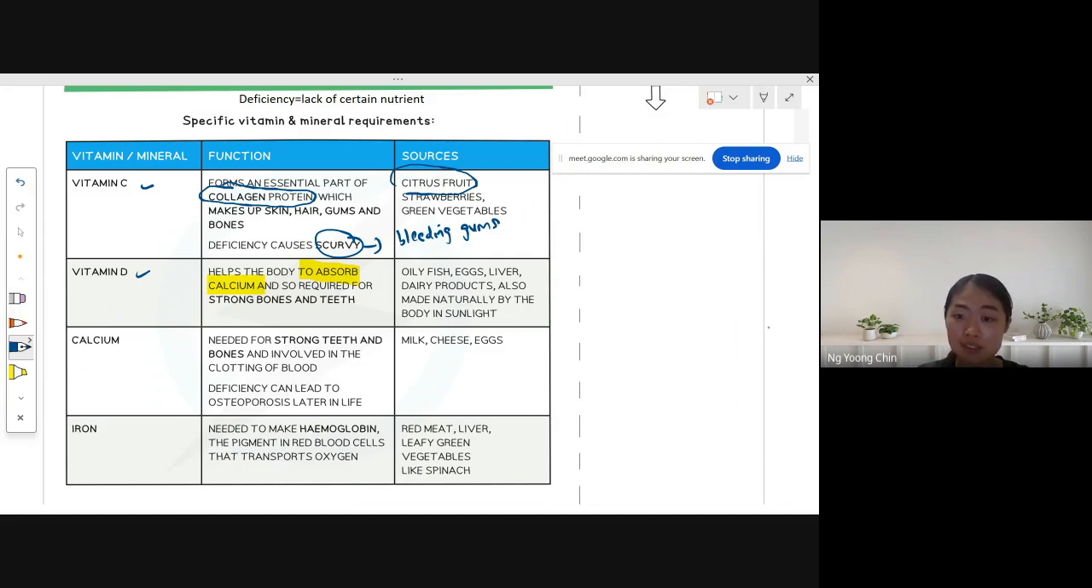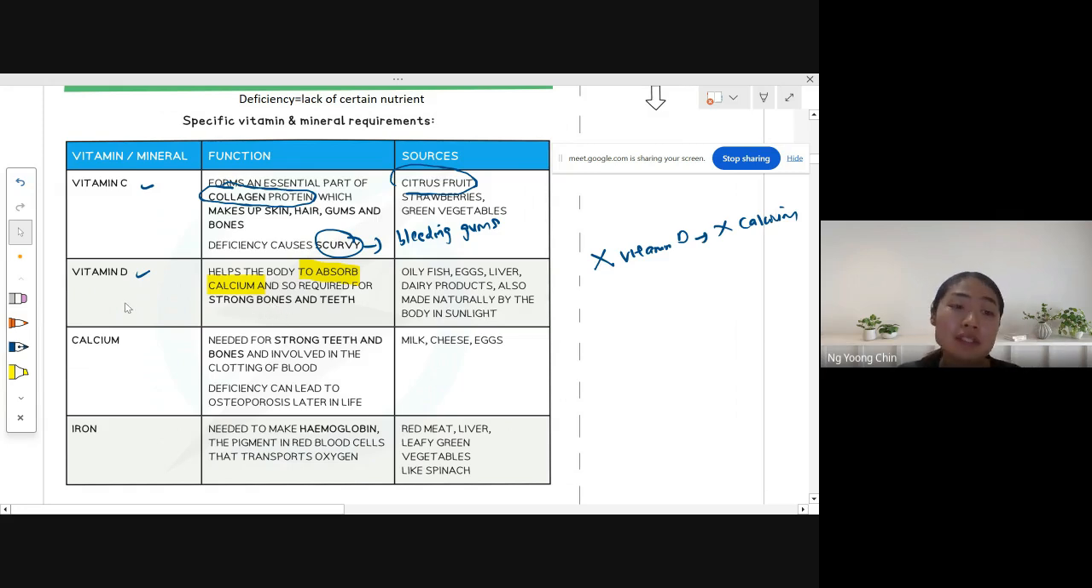Maybe I can write it down here. If we don't have vitamin D, that means no calcium, because the function of vitamin D is to help in the absorption of calcium. Once the calcium is absorbed by the body, it can be used to form strong bones and teeth.